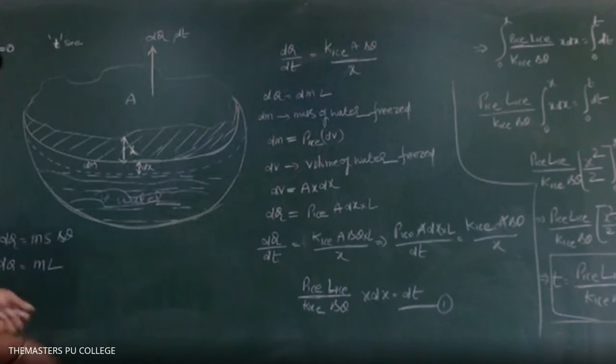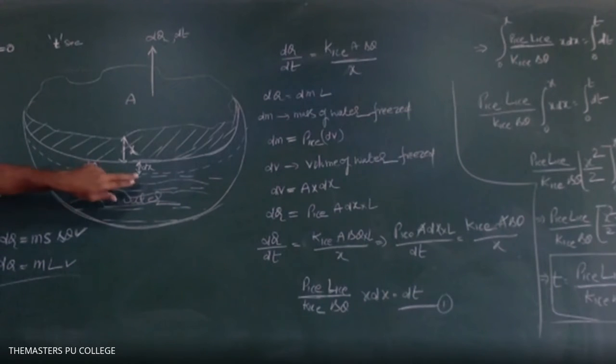So we have two formulas. dq equals m s delta theta, and dq equals m into L. When to use which formula? We have already discussed that. When there is a change in temperature of the substance, the heat absorbed or evolved is dq equals m s delta theta. Whenever there is a change in phase of the matter, the heat absorbed or evolved is dq equals m into L, mass into latent heat.